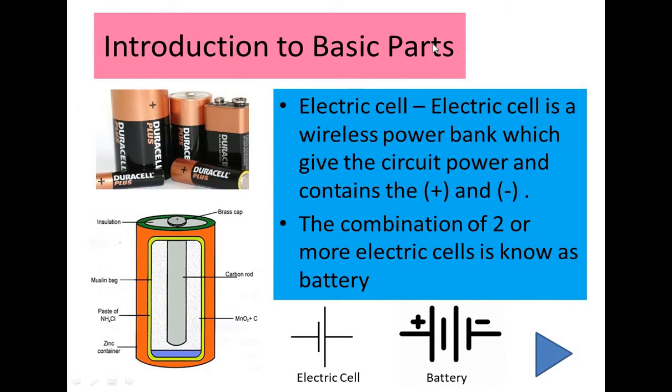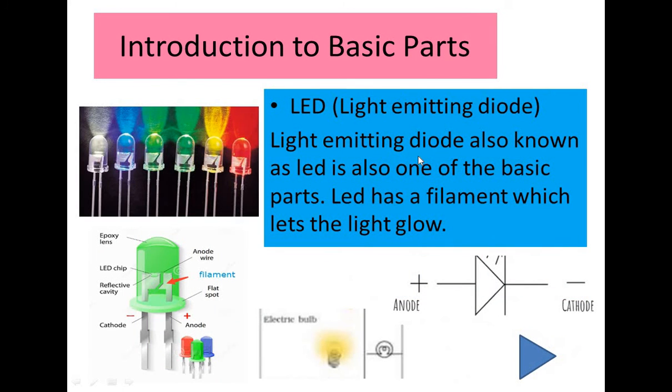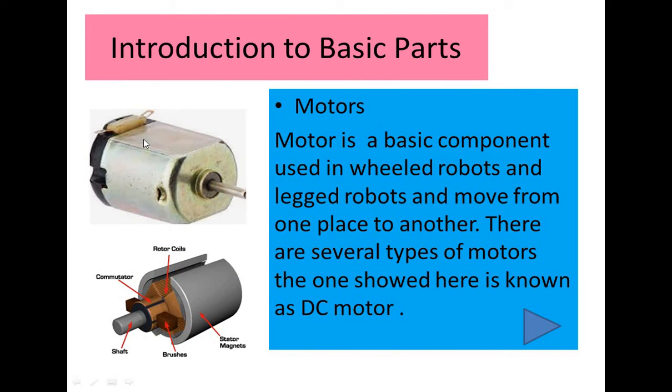Introduction to basic parts: electric cell. So what is an electric cell? You can say an electric cell is a wireless power bank which gives the circuits power and contains a positive and negative terminal. As you can see in the previous slide, this LED contains a positive and a negative terminal. The motor consists of a neutral terminal. You can attach a positive and negative to any terminal.